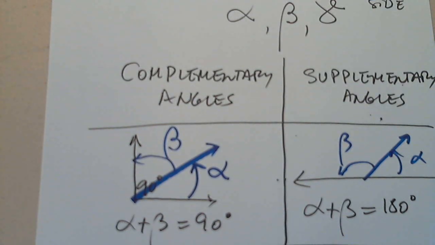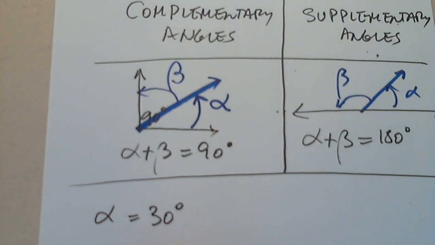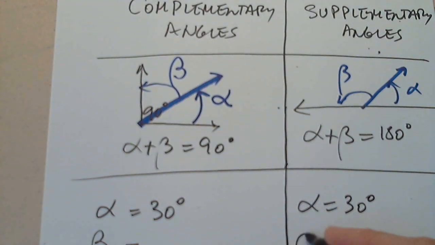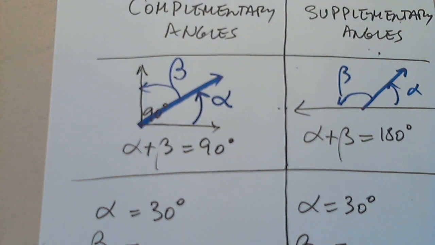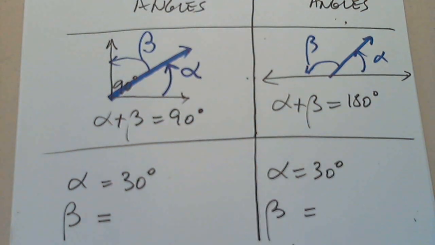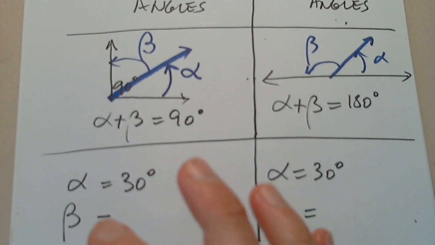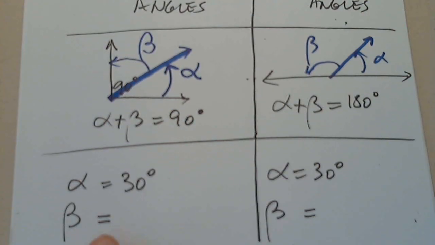Okay. So if I know that alpha is 30 degrees, how much is beta, knowing that the angles are complementary? And the same thing here. Let's say alpha is 30 degrees. How much is beta, knowing that the angles are supplementary? Alpha and beta are supplementary angles. In the first situation, what will you say? So what is beta, knowing that the two angles are complementary?